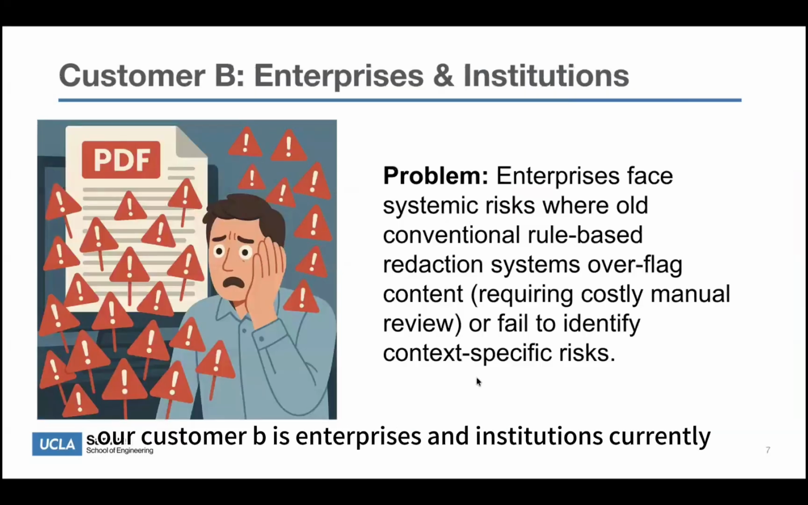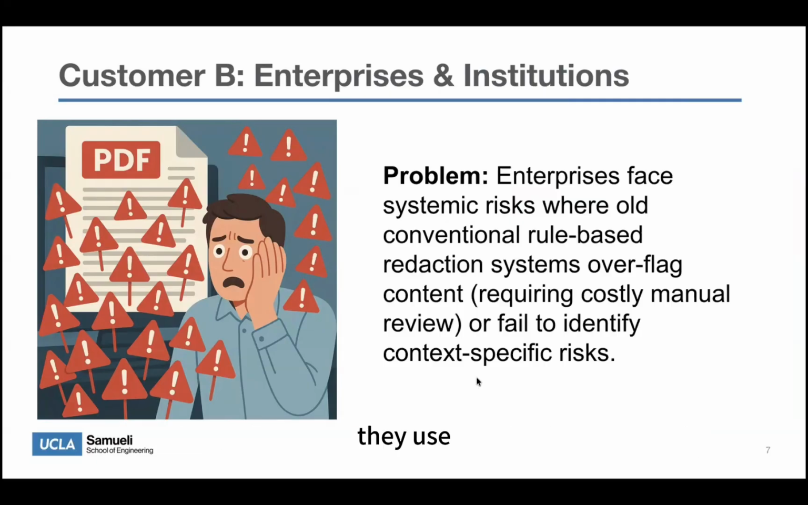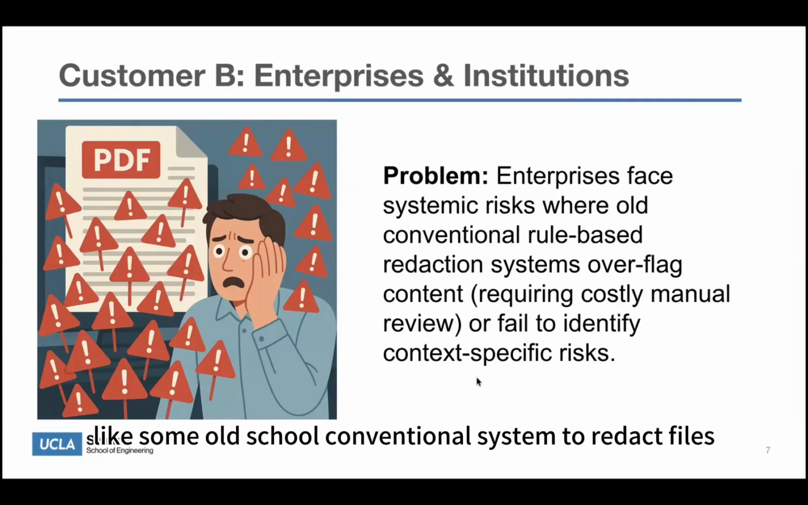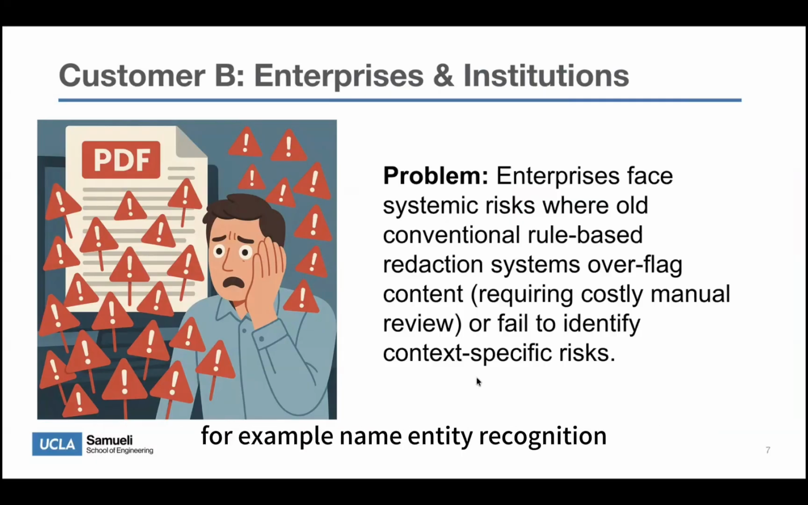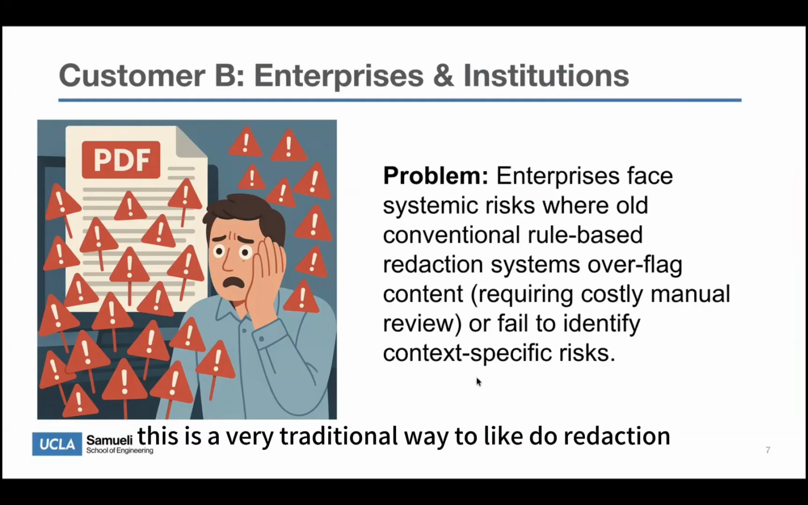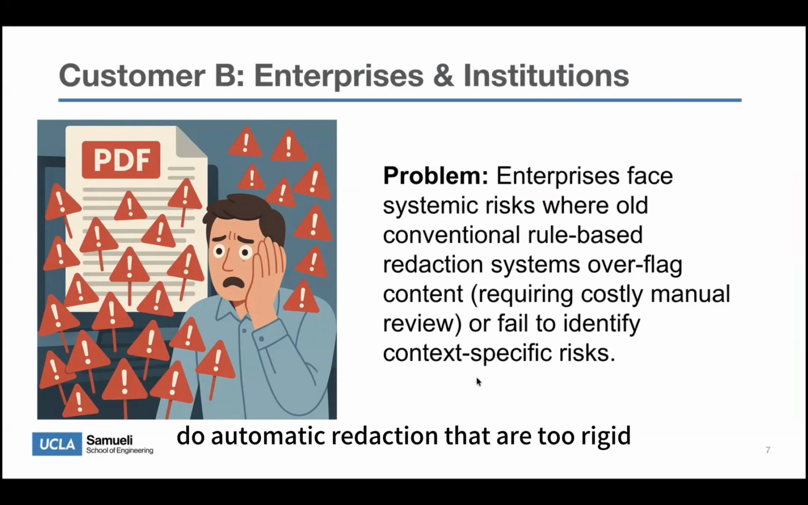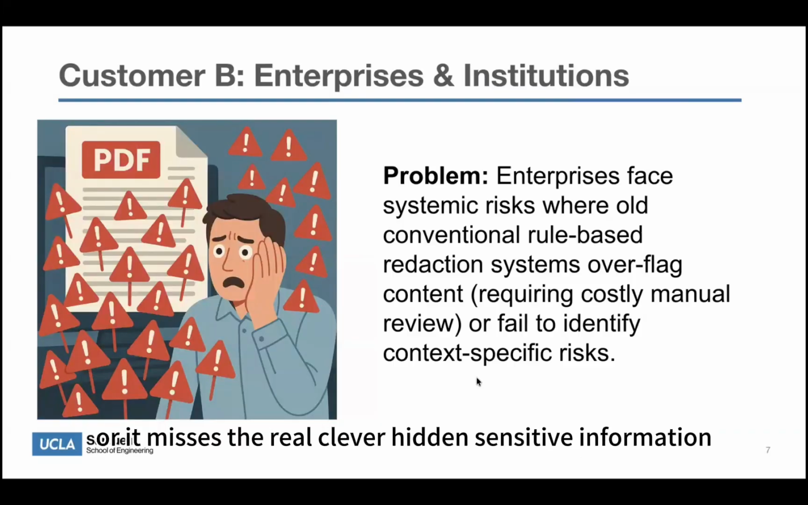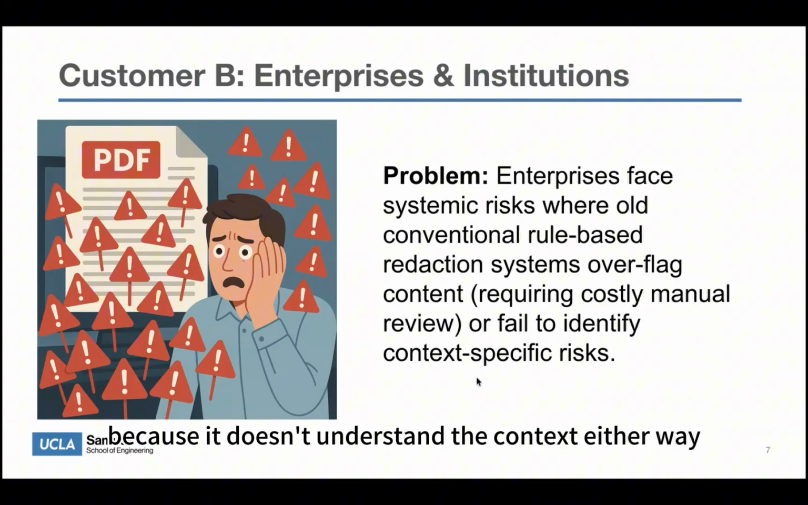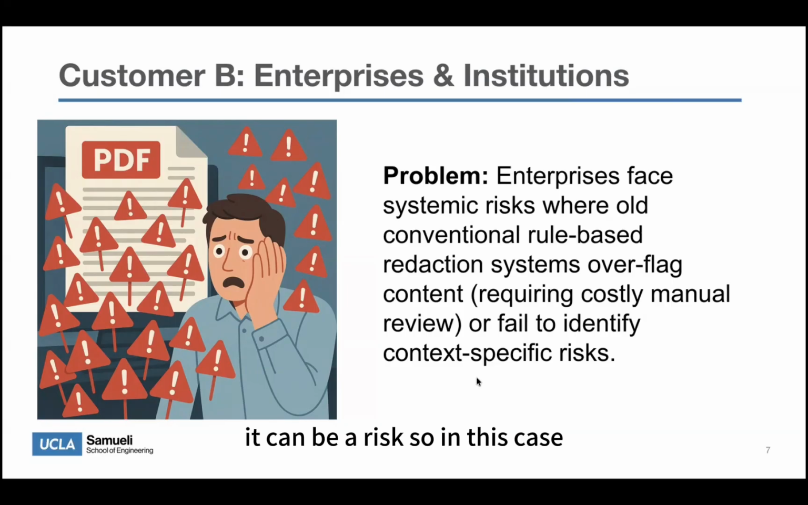In this case, our customer B is enterprises and institutions. Currently, they use some old school conventional systems to redact files. For example, named entity recognition. This is a very traditional way to do automatic redaction. That is too rigid and not customizable, and it either overflags everything or it misses the real clever hidden sensitive information because it doesn't understand the context. Either way, it can be a risk.